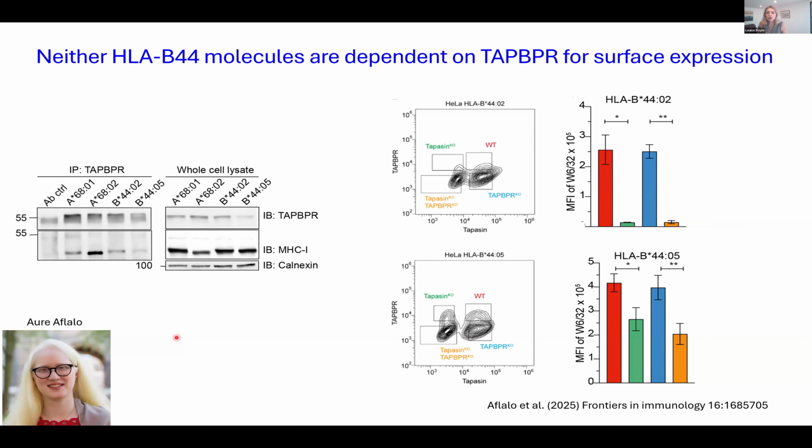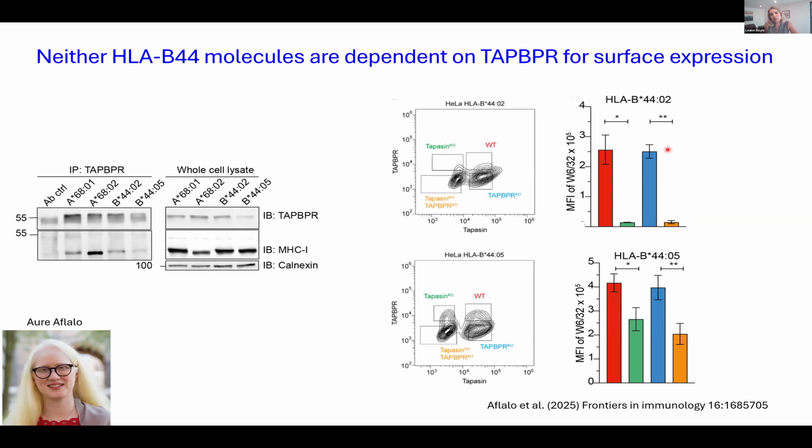Now, this work was performed by Orr, who was a PhD student in the lab, and the first thing she did was to confirm that in our cellular system, TAPBPR interacted very weakly with both B44 molecules in our cells. We then looked at the TAPSIN dependency spectrum of the B44 molecules in our HeLa cells, and Orr confirmed that B4402 was extremely dependent on TAPSIN for stable surface expression, whereas B4405 was only slightly reduced when TAPSIN was absent.